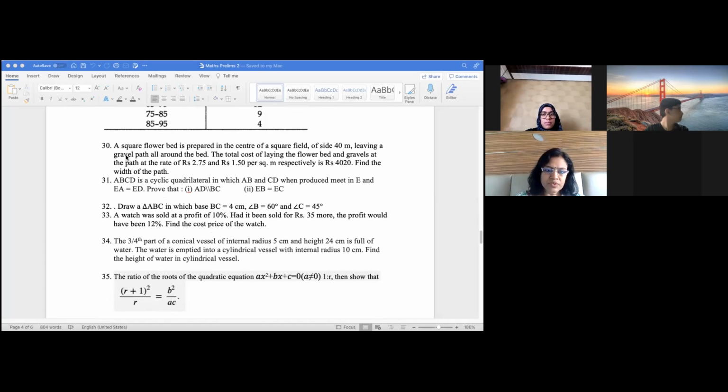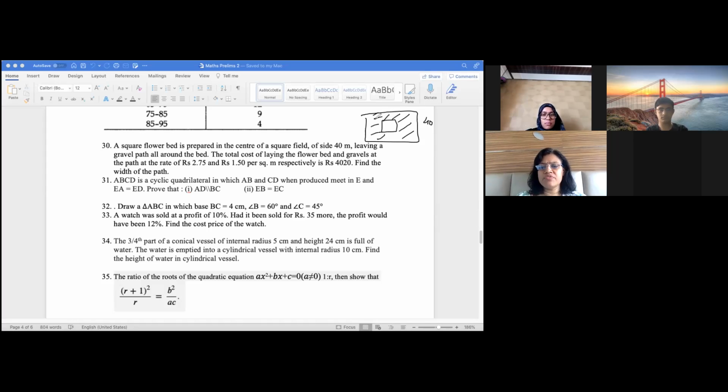Okay. A square bed is prepared in the center of the field. ये ऐसा छोटा सा center में square bed prepared है और field of side 40. ये 40 का side है. Leaving a gravel path all around. So this is a gravel path. Okay. The total cost of laying the flower bed and gravel path at the rate of this and this respectively.